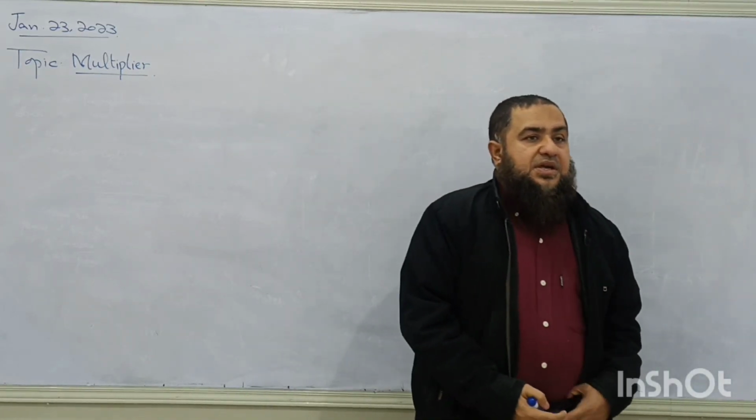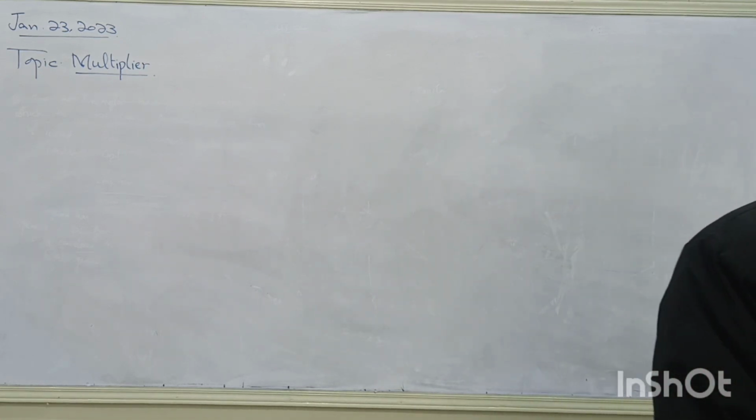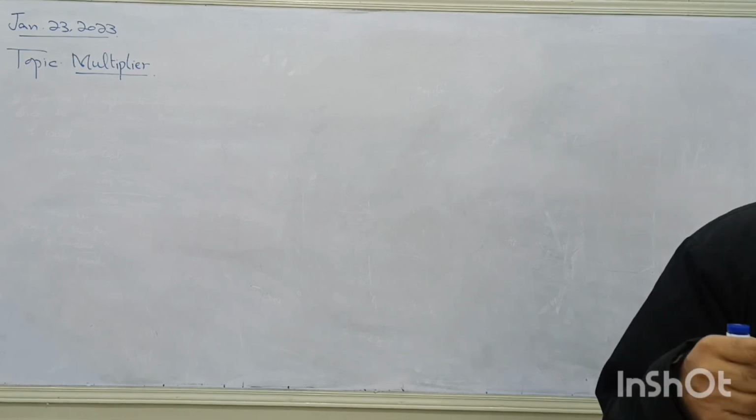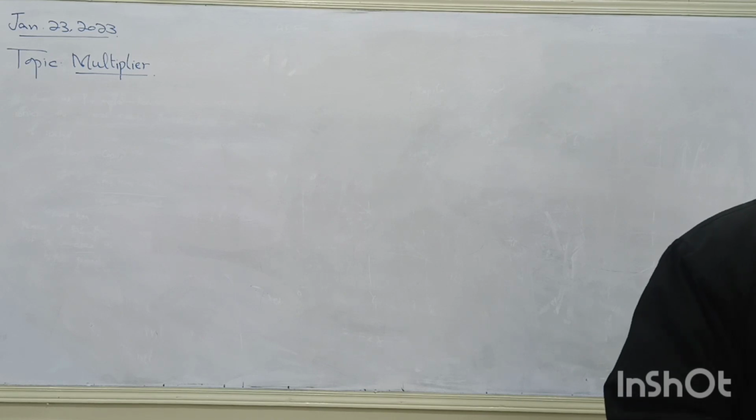Today our topic is about the multiplier in the national economy. What do we mean by multiplier? It shows us how many times national income will be multiplied due to an increase in any injection to the economy. Followed my point or not?